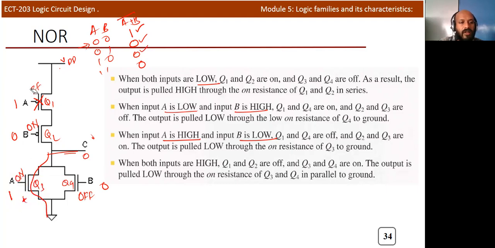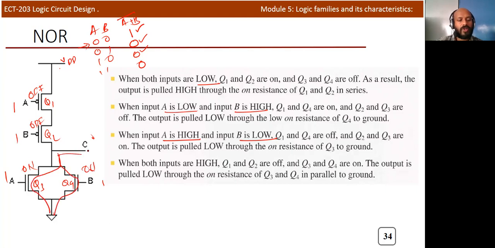Now we can discuss the other possibility, the last case, if both inputs are high, that is 1 1. If both inputs are 1, we know that the upper portion is PMOS, so the transistors will be in the off condition. Here also it is in the off condition, and in the lower portion, both transistors are in the on condition. So you will get two conducting paths to ground. The output terminal is connected to ground, so 0. So this is the working of the NOR gate.